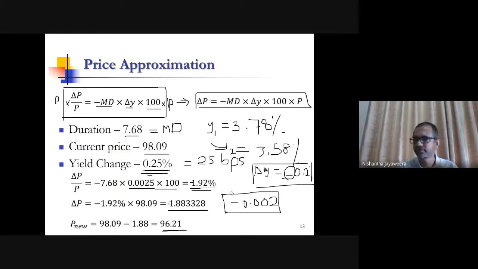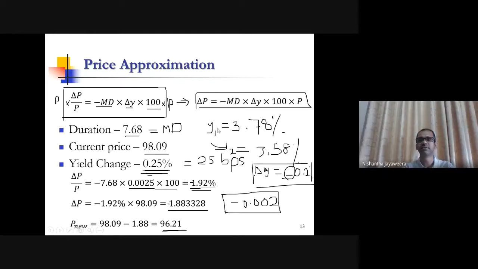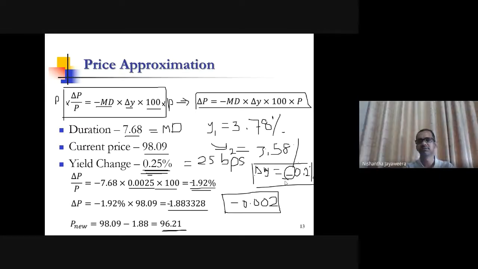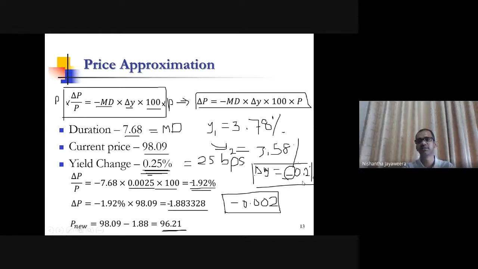Any question? Sir, I have a question. Yes. How is this 0.002 right? This is the current yield. This is the new yield. What is the yield change? It's minus 0.2%. Yes. Then again, you have percentage. This is in decimal form. This is percentage. That's the difference. Correct. Okay, sir. Thank you.